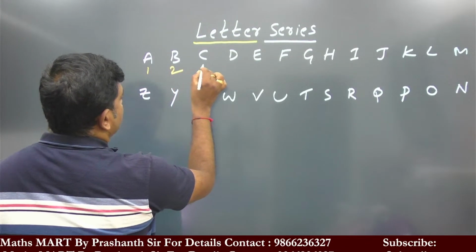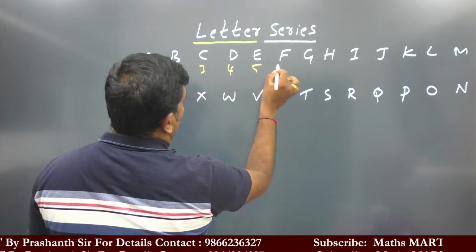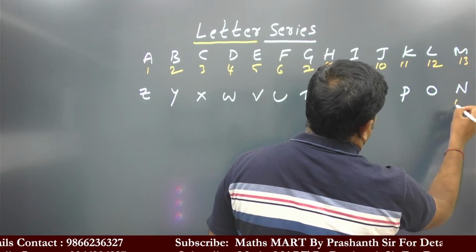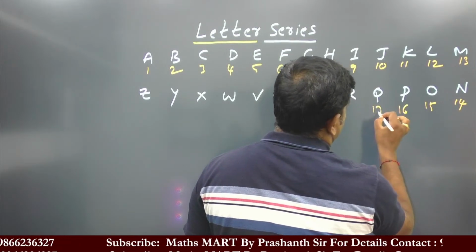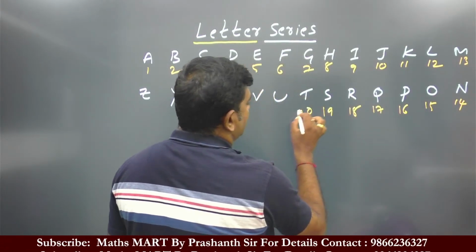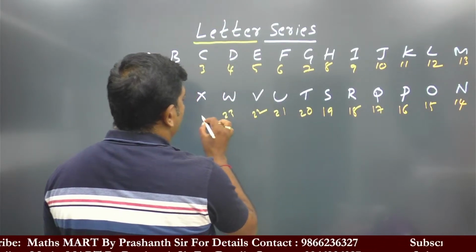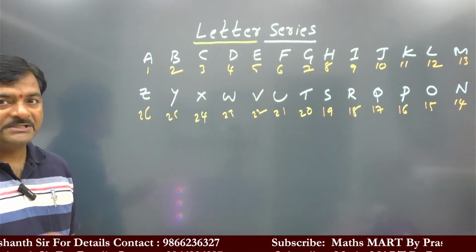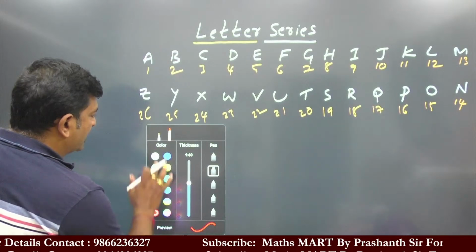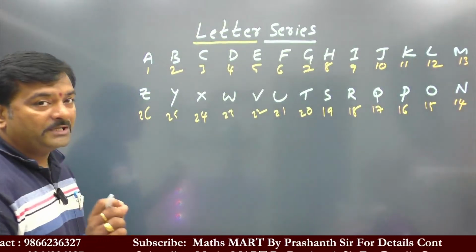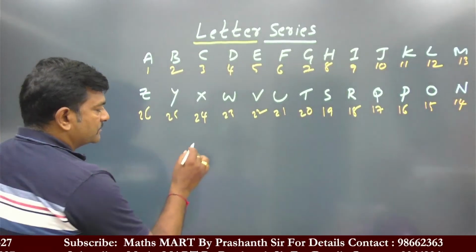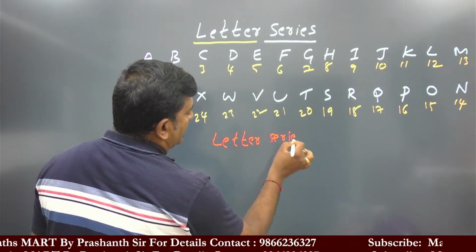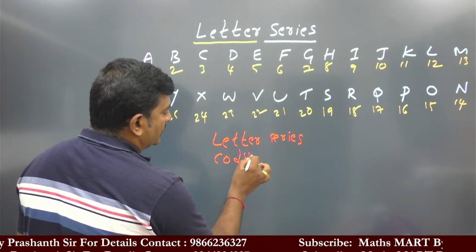Here you know already, A means 1, B means 2, C means 3, then 4, 5, 6, 7, 8, 9, 10, 11, 12, 13 and 14, 15, 16, 17, 18, 19, 20, 21, 22, 23, 24, 25 and finally 26. If you know this numbering of the alphabet perfectly, then it is not only useful for letter series. Apart from letter series, the next chapter is coding decoding.